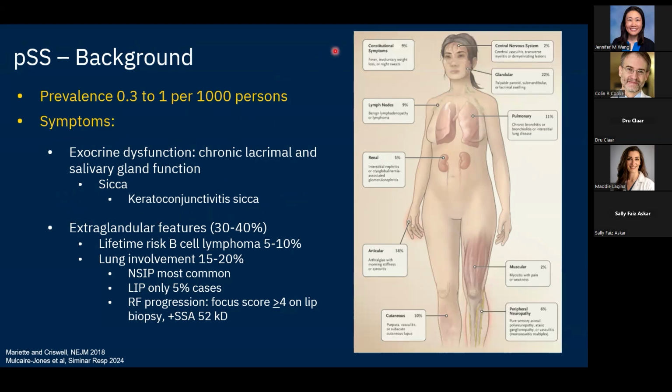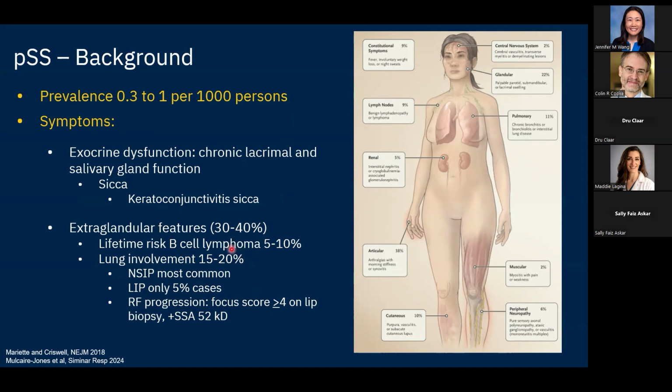Extraglandular features can involve most organs in the body, and about 1/3 of patients will develop some sort of extraglandular symptoms. These patients are also higher risk for malignancy, so their lifetime risk of lymphoma is 35 times the general population, and overall lifetime risk of a B-cell lymphoma is 5 to 10%. Most of those are MALT lymphomas.